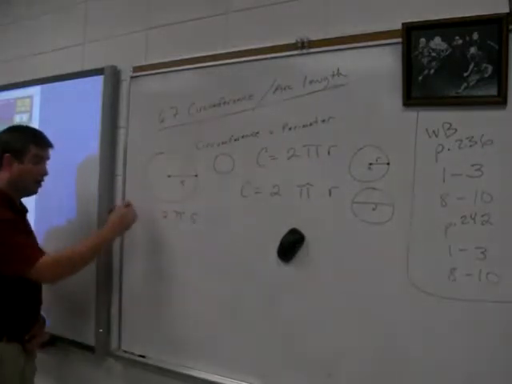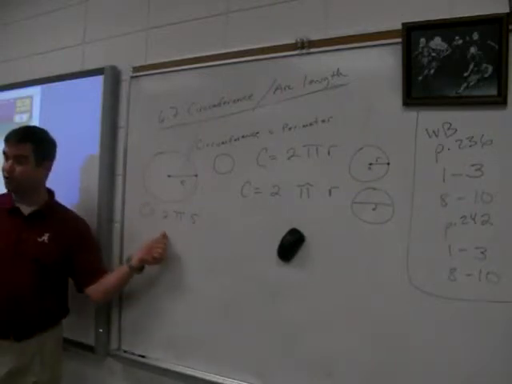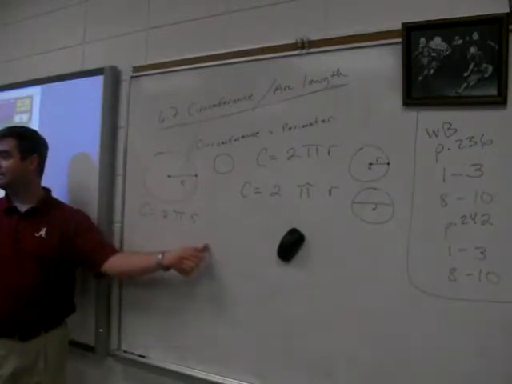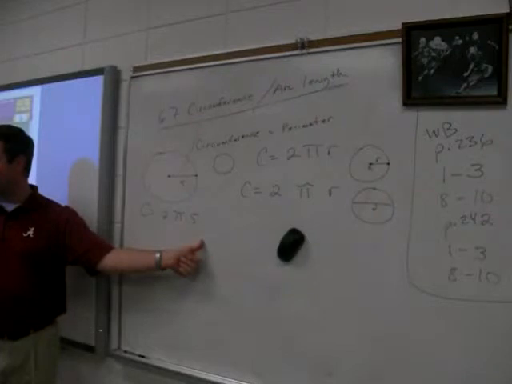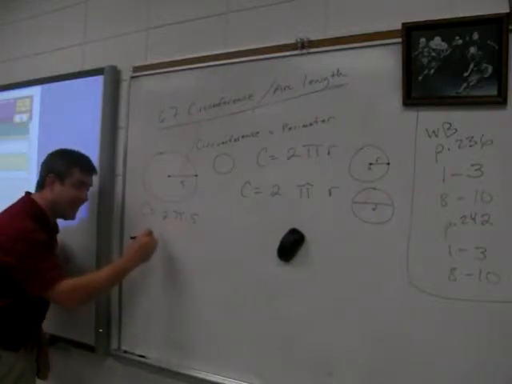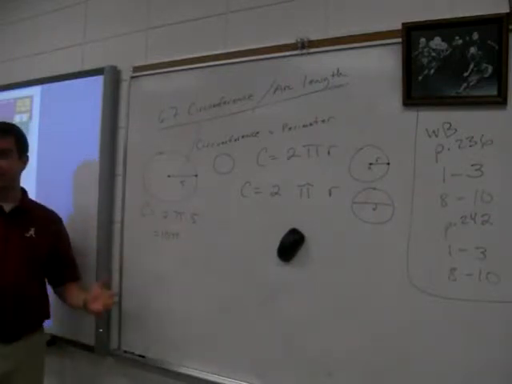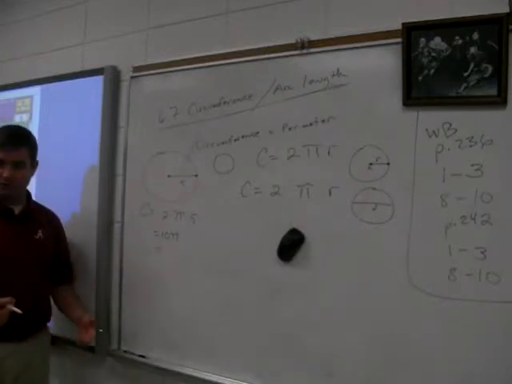All right, on our calculator, we're going to type in 2 times pi times 5. Is that the same as 10 pi? If it wanted it exact, you would say 10 pi. But that's not what I said. I said round like money. So what do you get?